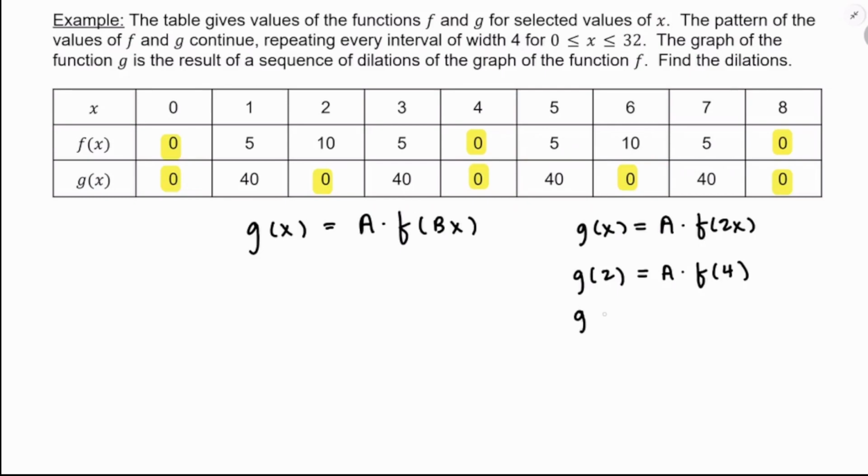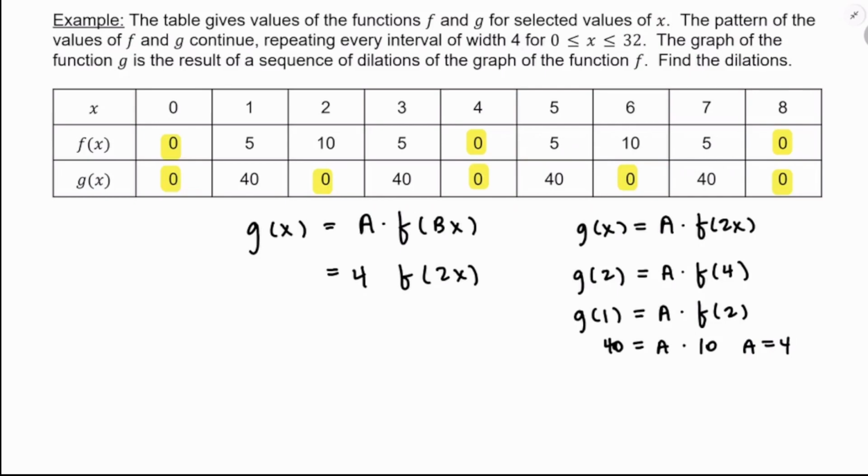But what about g of 1? G of 1 is going to be a times f of 2 times 1. Okay, well, that's possible because f of 2 is 10. So g of 1 is 40, equaling some number times f of 2, which was 10, and then a is 4. Okay, so that's my new hypothesis: g of x is 4 times f of 2x.